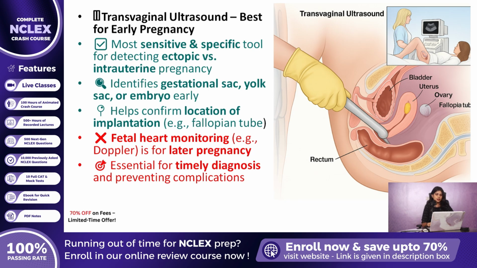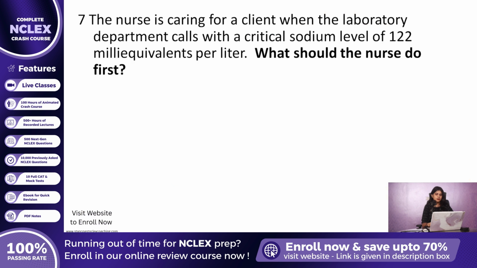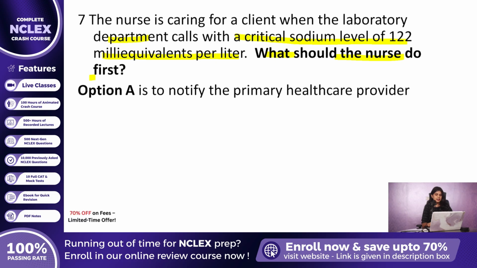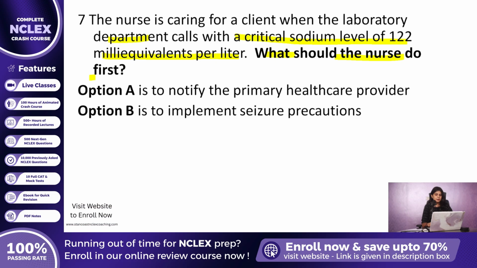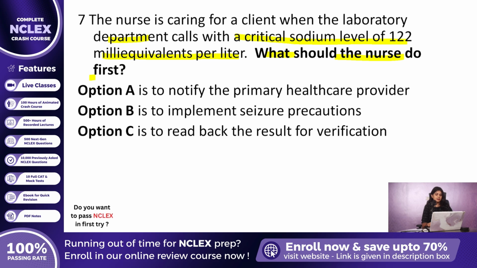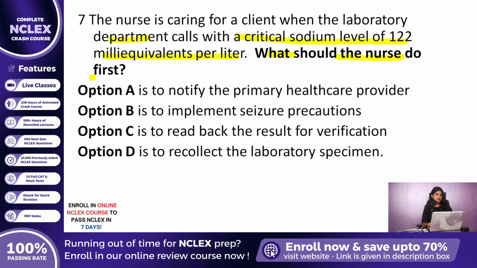Let us now move into question 7, which focuses on how nurses respond to critical laboratory values. The nurse is caring for a client when the laboratory department calls with a critical sodium level of 122 milliequivalents per liter. The question is, what should the nurse do first? Here are the options. Option A is to notify the primary healthcare provider. Option B is to implement seizure precautions. Option C is to read back the result for verification. And option D is to recollect the laboratory specimen.